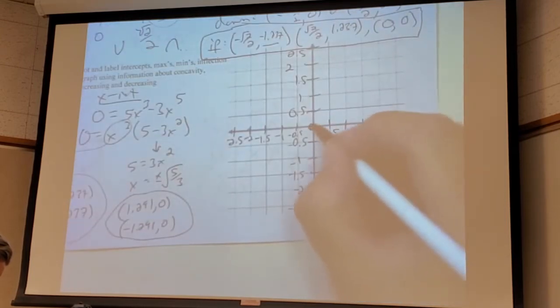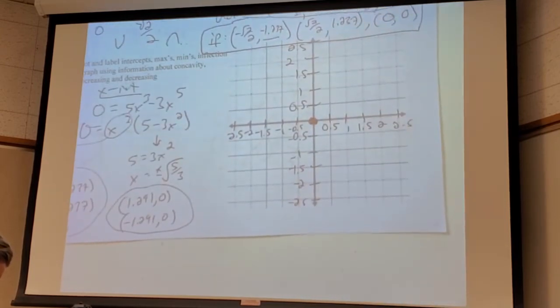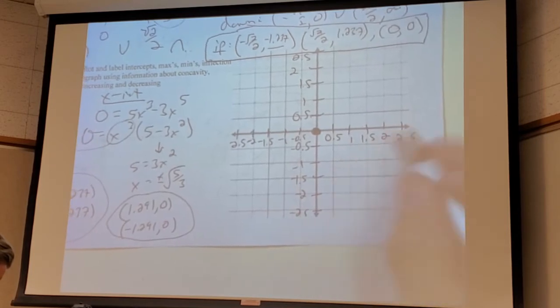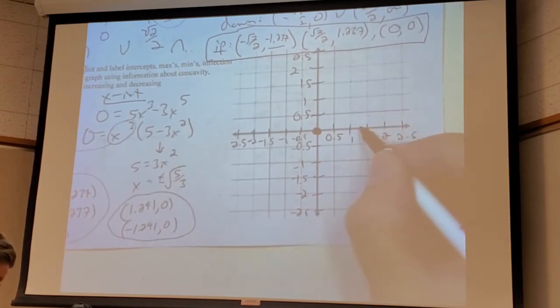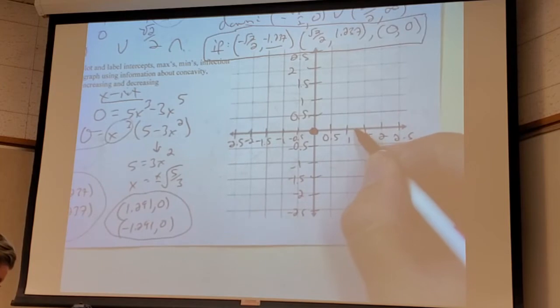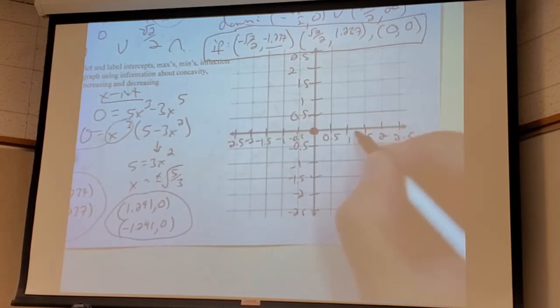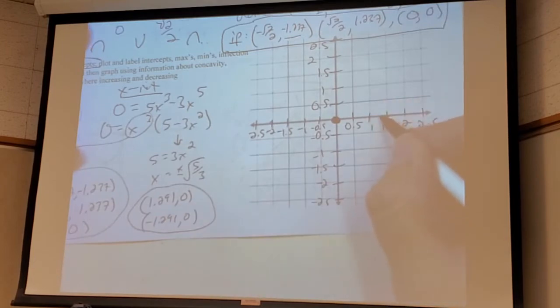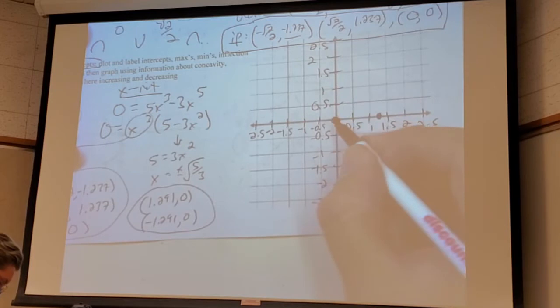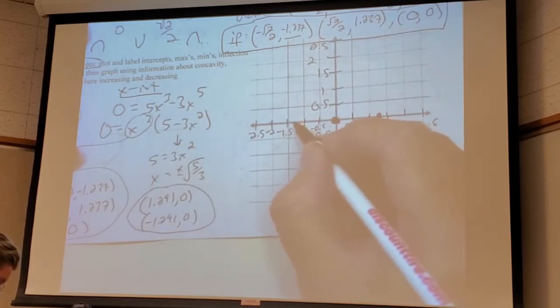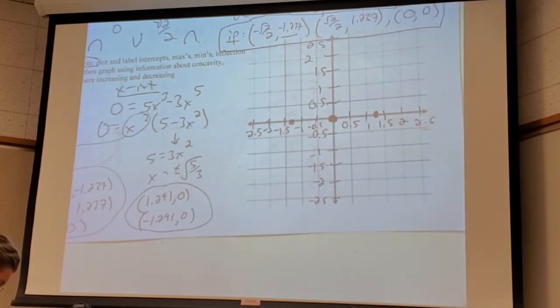So let's plot some points. 0, 0. Yay. You have to love your anchor points. And then 1.291. Okay, you can be a little good about this. Isn't 1.25 right in the middle? See how this is a much nicer scale? 1.2910 is going to be about right there. And negative 1.2910 right there. Okay, let me stop for a minute. Are you guys following?